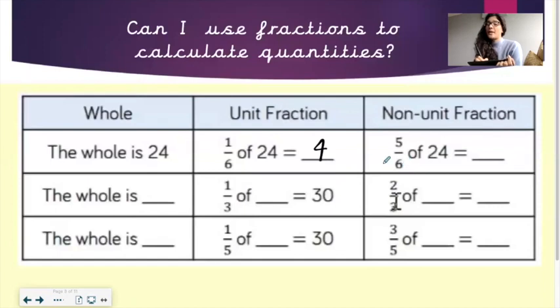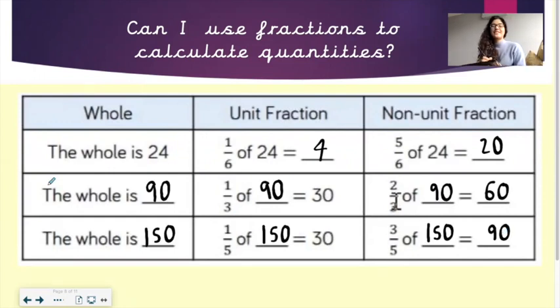Now to work out what is 5/6 of 24, you do 24 divided by 6, which is 4, multiplied by 5, which is 20. So this is another way of using fractions to work out quantities, to work out amounts. Quantity is another word for amount. Next part, I will leave you to complete the table, and we'll see if you get the same answers as me. Off you go.